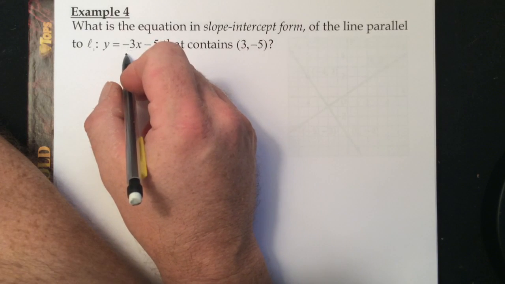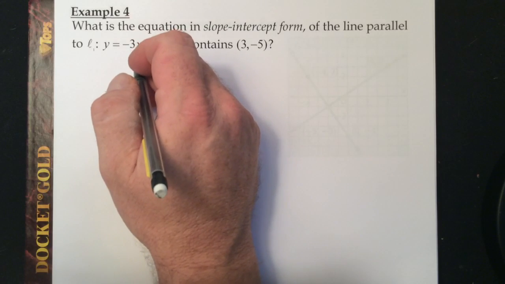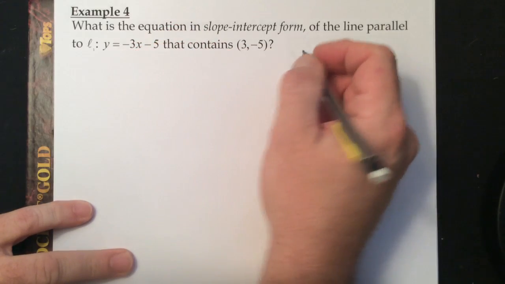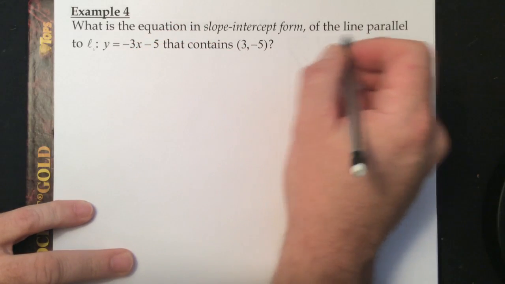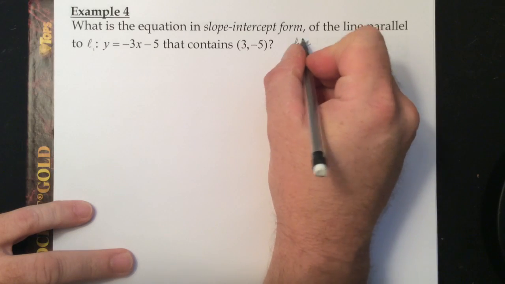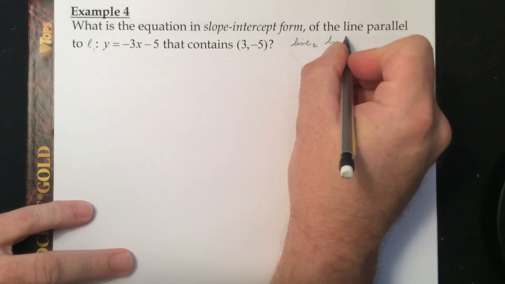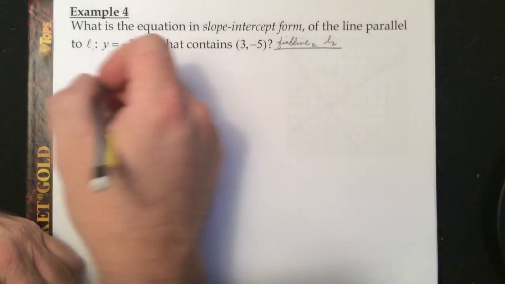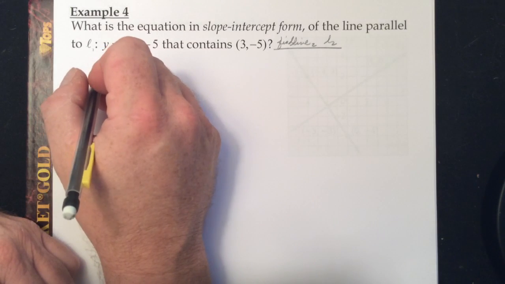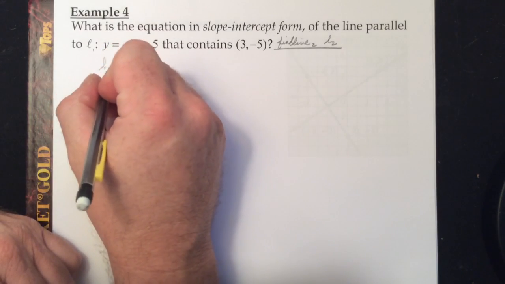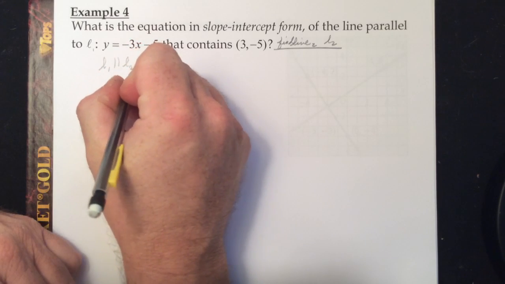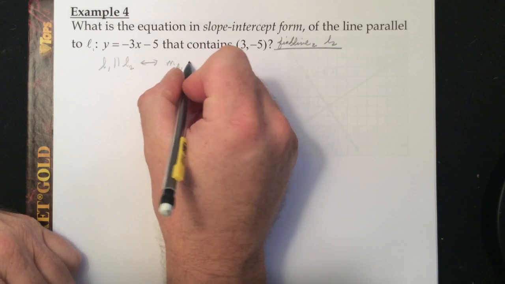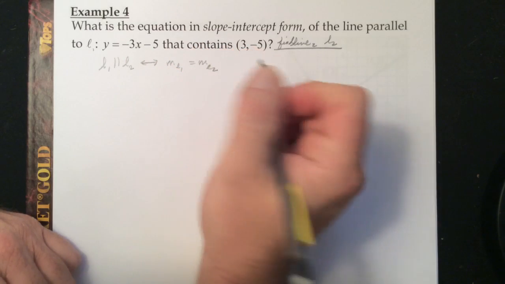What do we know about parallel lines? Their slopes are equal. So again, we use that same property. So what do we need to do ultimately? We need to look for line 2. That's what they're asking for. Find the equation for it. Okay, so using what we know, L1 is parallel to L2 if and only if the slope of line 1 is equal to the slope of line 2.